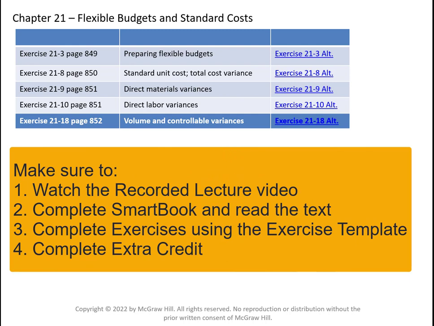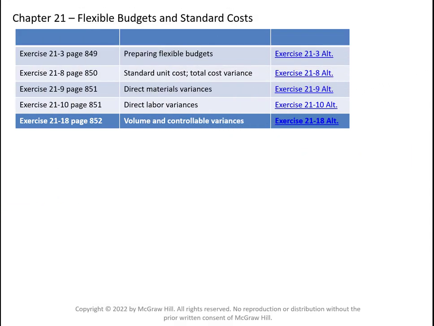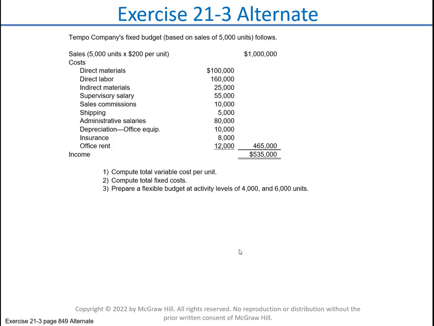This video is on Chapter 21, Flexible Budgets and Standard Cost. I will review alternate exercises 21.3, 8, 9, 10, and 18. The first one is 21.3.